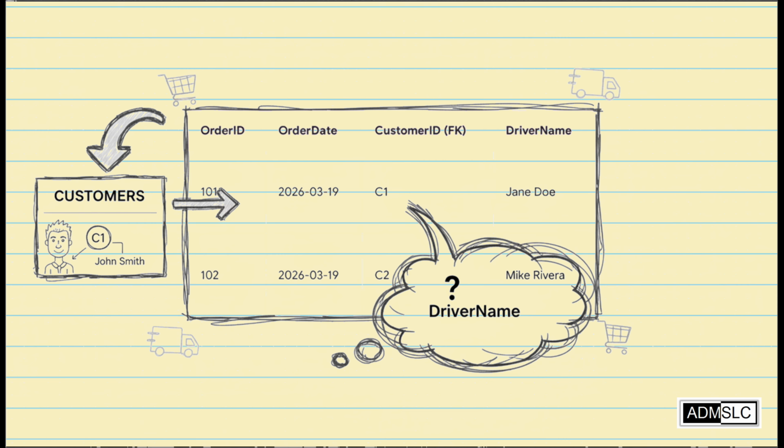It's got the order ID as its primary key, the date, and it links to our new customers table using that customer ID as a foreign key. So we can see that order 101 belongs to customer C1, who we know is John Smith. Now, we've still got the driver's name just sitting here for now. We'll come back to that in a minute.